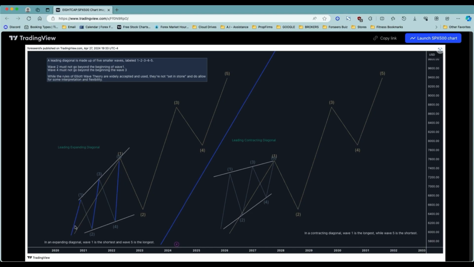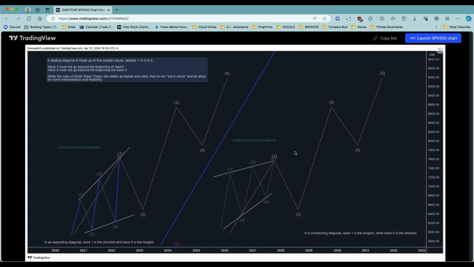As you can see, when it first started, 1 is the shortest, 5 is clearly the longest. And something else I need to also add on top of this. Whether it's leading, expanding diagonal, leading, contracting diagonal, it honestly doesn't even matter, because at the end of the day, if you do recognize the pattern, you're still going to enter short regardless. So you would still enter a short position here or on here. It doesn't matter if it's expanding or not. It's going to do the same thing regardless.